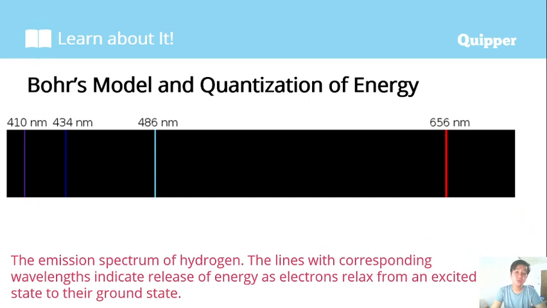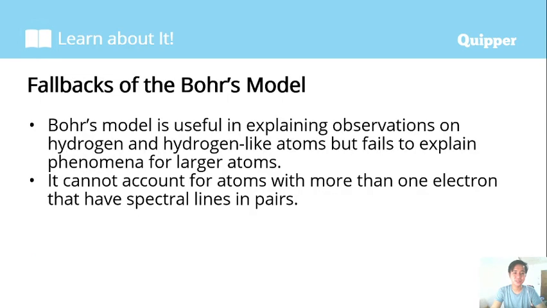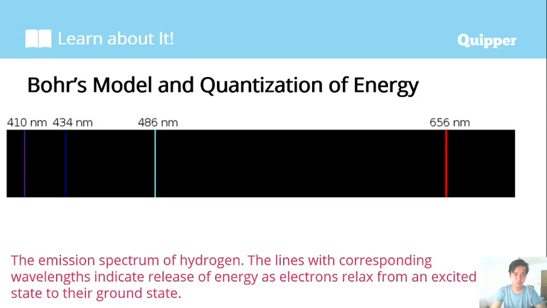So this is the result when hydrogen is placed in a condition where it will release its energy, and it will result in this kind of colors, this spectrum.